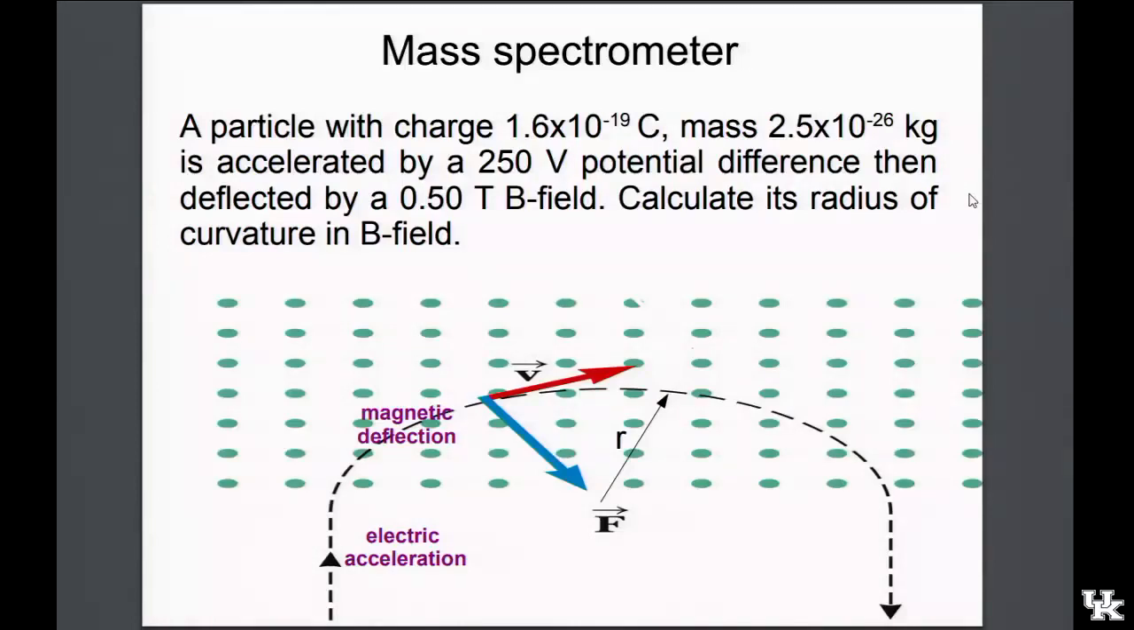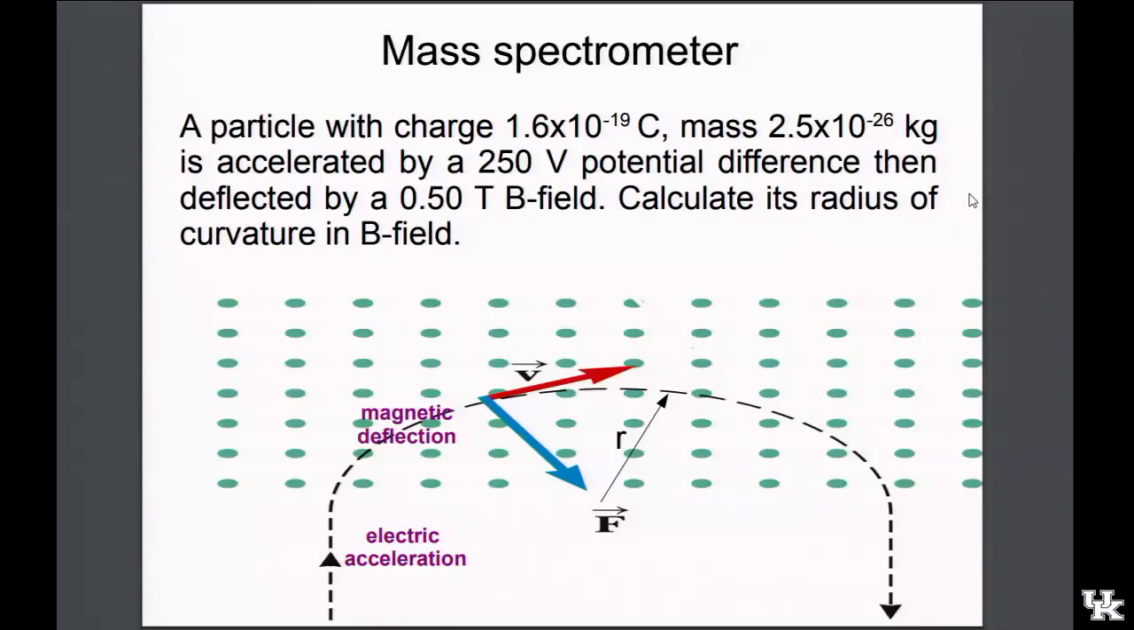Here's a quick problem to work through on this. In this particular problem, we've got a particle with charge 1.6 times 10 to the minus 19 coulombs, a mass 2.5 times 10 to the minus 26 kilograms. So it's some sort of singly electronically charged ion with some mass that's appropriate to an ion of some particular atom. Firstly, it's accelerated by a 250-volt potential. That's the straight line part here. This is the electrical acceleration. And then it gets magnetically deflected in a region of magnetic field. And that's the circular part here.